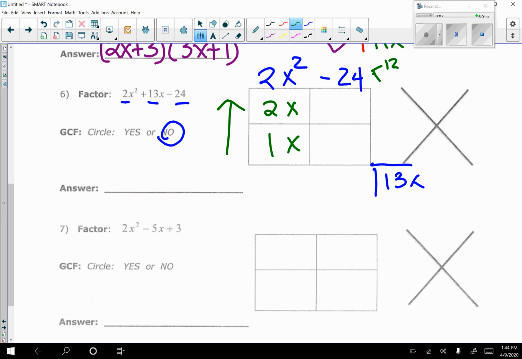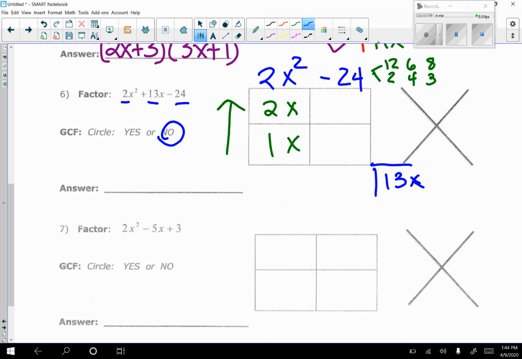I know 12 times 2 gives me 24. I know 6 times 4. I know 8 times 3. All of these give me 24. One of them is going to have to be negative because it's negative 24. And I want these two numbers to add to 13x. Now it's not just as simple. This is why it changes with a not equal to 1. It's not just as simple as finding two numbers here, right? None of these do. We have this a we have to think about too.